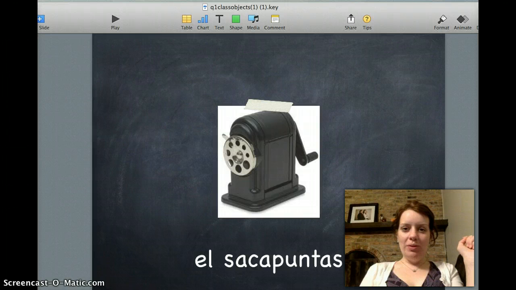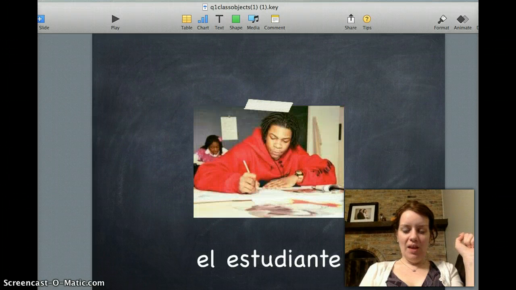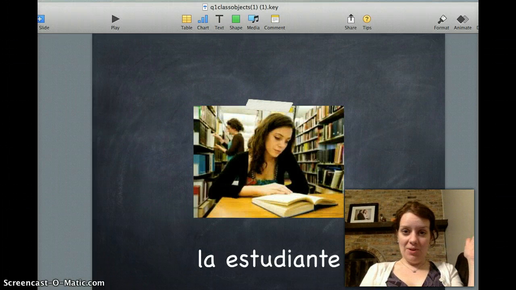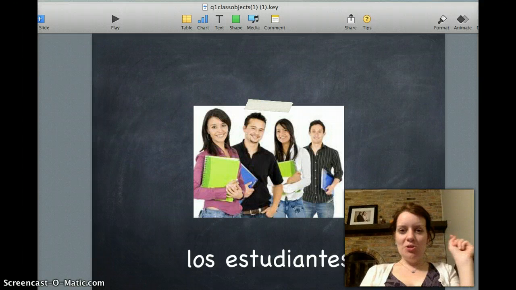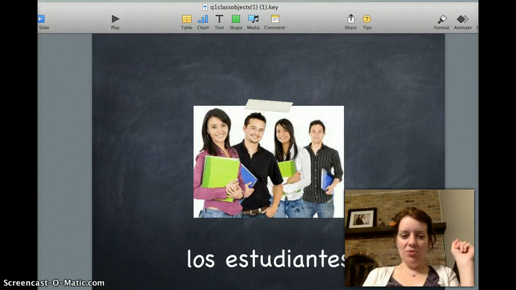El sacapuntas, here is your pencil sharpener. El estudiante, here is your student. If it's a female student, the word is still estudiante. It would just be la estudiante, the only thing that changes is that article. La estudiante. Plural, los estudiantes, the students.